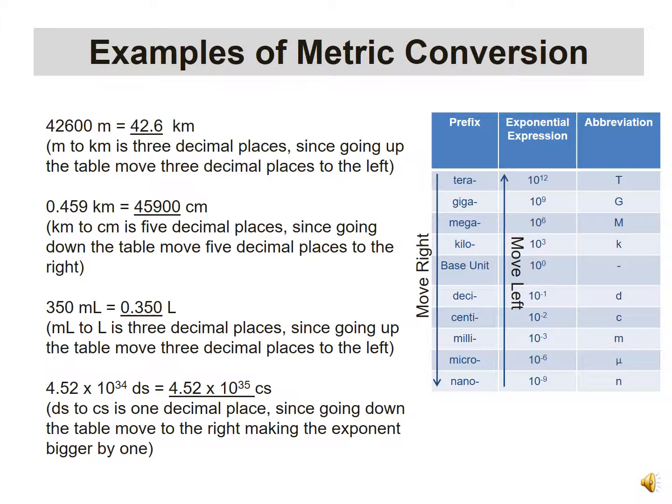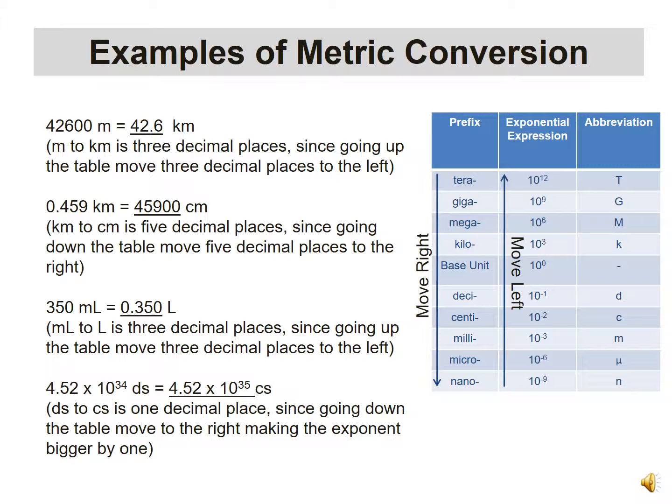Down below that, if I want to go from kilometers to centimeters, I find my kilometers up on the top of the table, 10 to the 3. I find my centimeters down lower, which is 10 to the minus 2. 3 minus a negative 2 is 5 decimal places I have to move it. And since I'm going down the table, I have to move it to the right 5 decimal places. So I move it from where it is now to 0.459. I move it 5 decimal places. Where I've run out of digits, I put in zeros to hold that decimal place. So it becomes 45,900 centimeters.